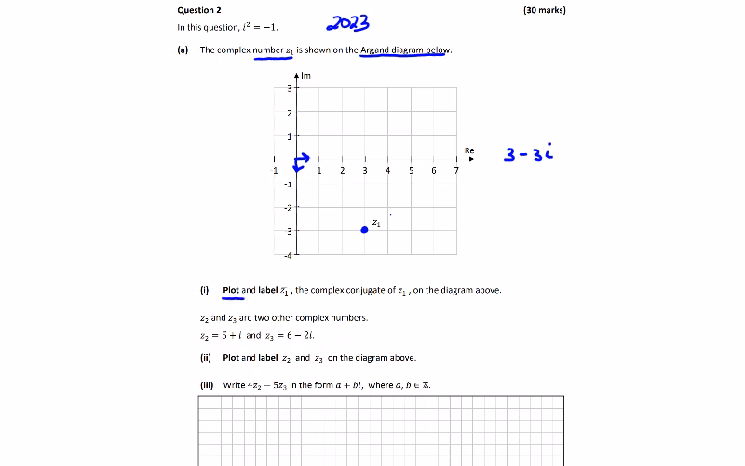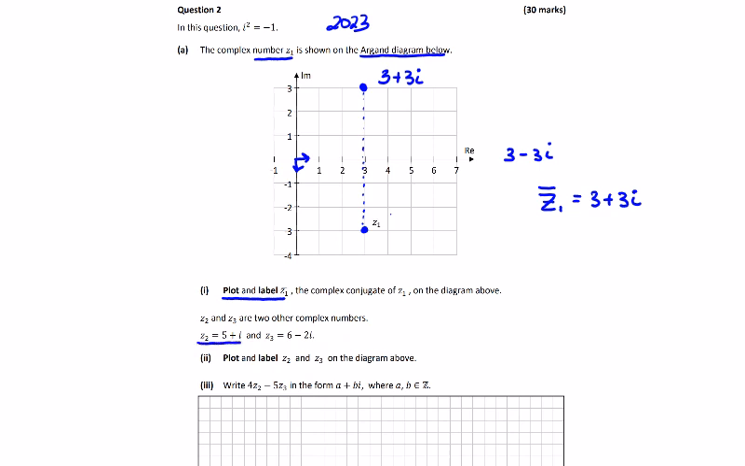So it says plot and label the conjugate of Z1, which is a mirror through the x-axis. You've got to know this, the conjugate. So that's going to be 3 plus 3i for the conjugate. When you know these things, they're really easy.